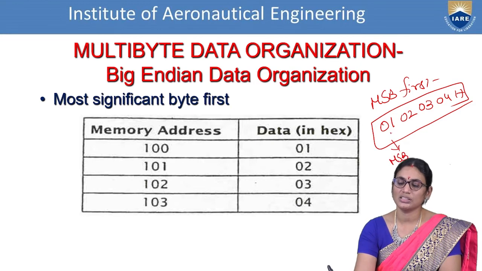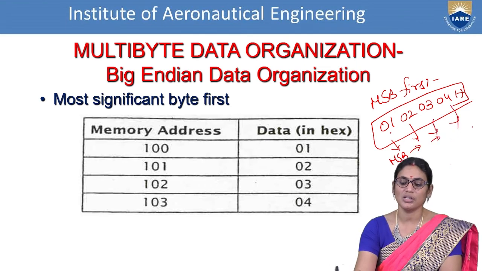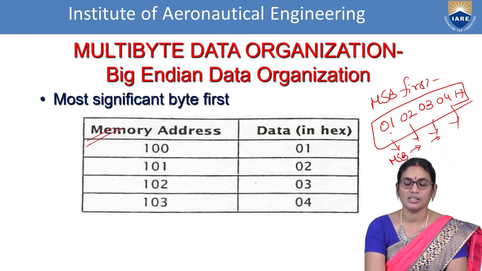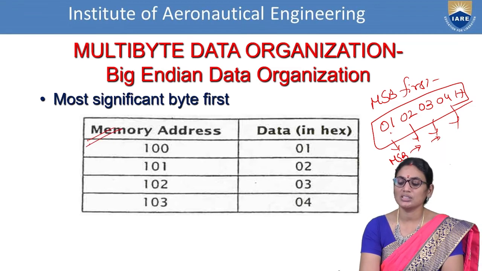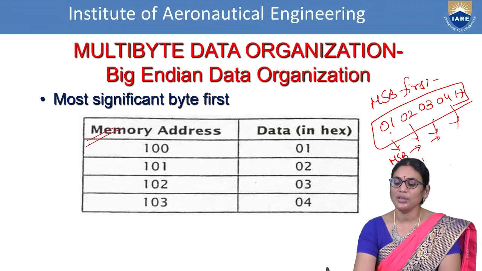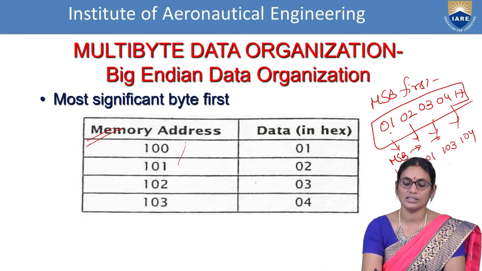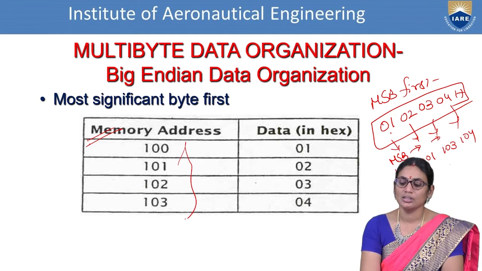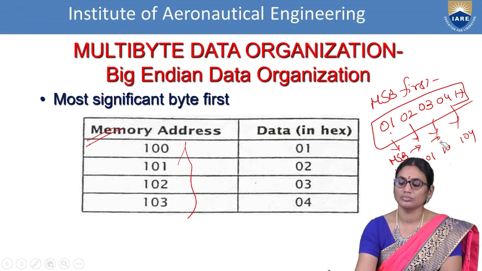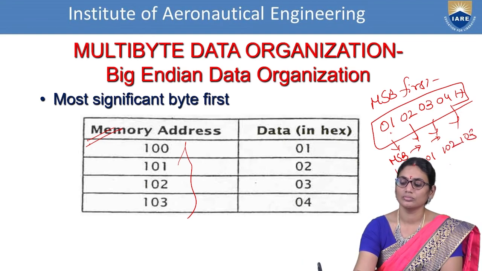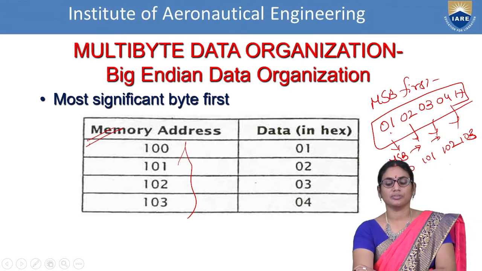That means the first one is placed in the first location. The second one will be in the next location. The third one will be third. The fourth one will be in the fourth. For example, this is a memory address. The location of the MSB is starting with 100. The next one will be in 101. The next one will be in 103. The next one will be in 104. We can see this. Sorry, we are missing the second one and third one.